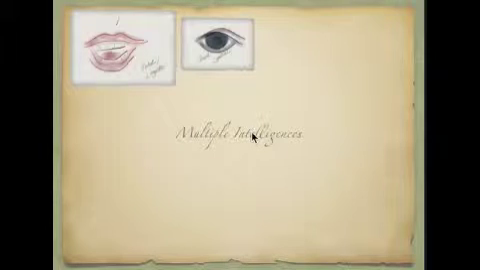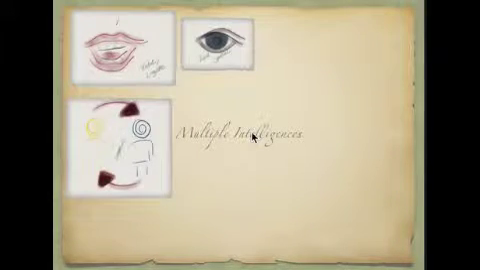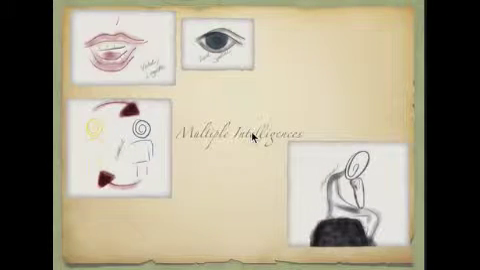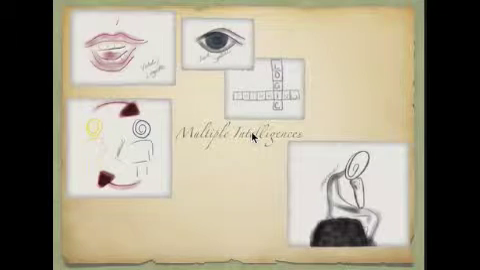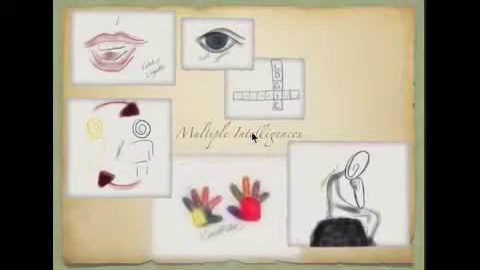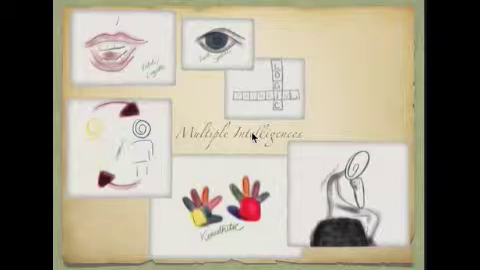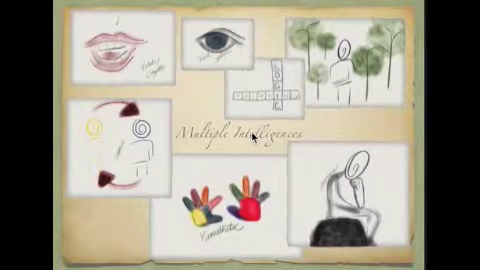All of the multiple intelligences will be touched on throughout the unit to ensure that all students with different intelligences will be able to benefit from the content. The intelligences that will be addressed are visual spatial, verbal linguistic, interpersonal, intrapersonal, logical, kinesthetic, and naturalist.